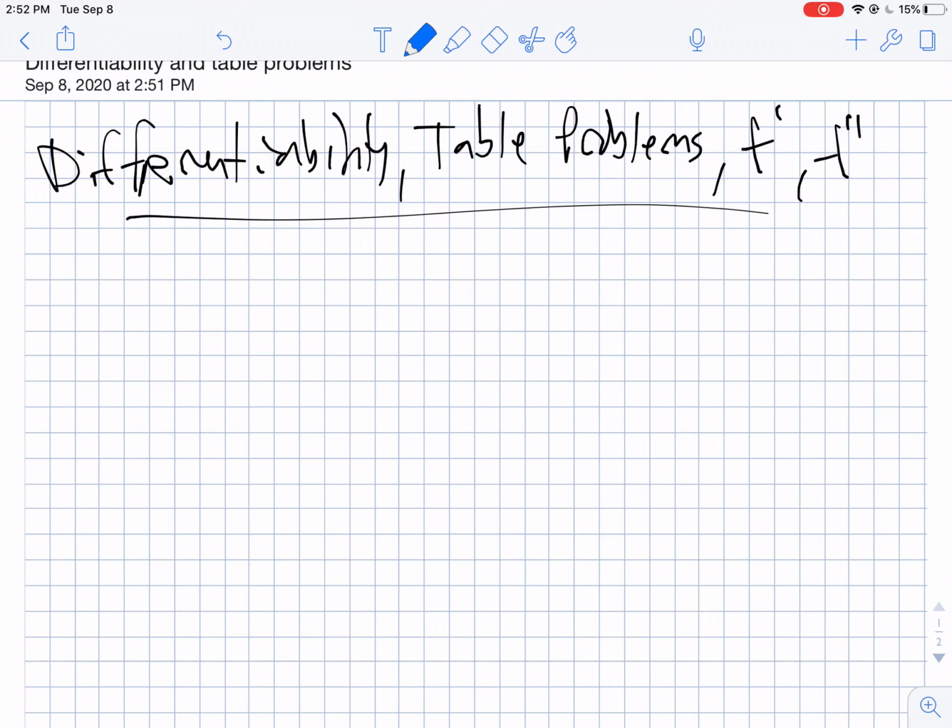We're going to talk more about differentiability and some table problems. Today is going to be more about how we solve problems and how we think through problems with tables with differentiable functions. So let's go back to some things that are going to seem somewhat basic, but we'll say if f prime of x is greater than 0, that means that f has a positive slope.